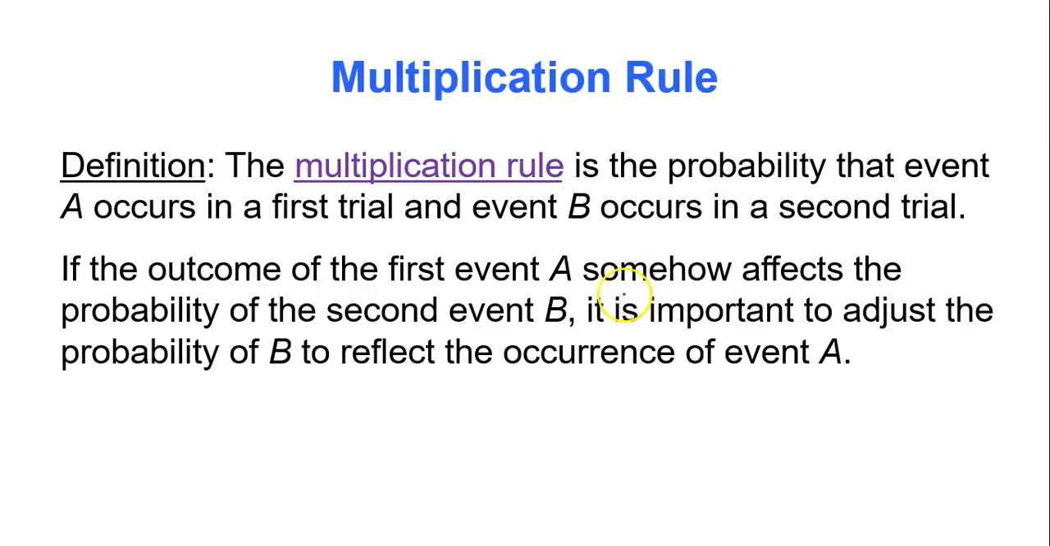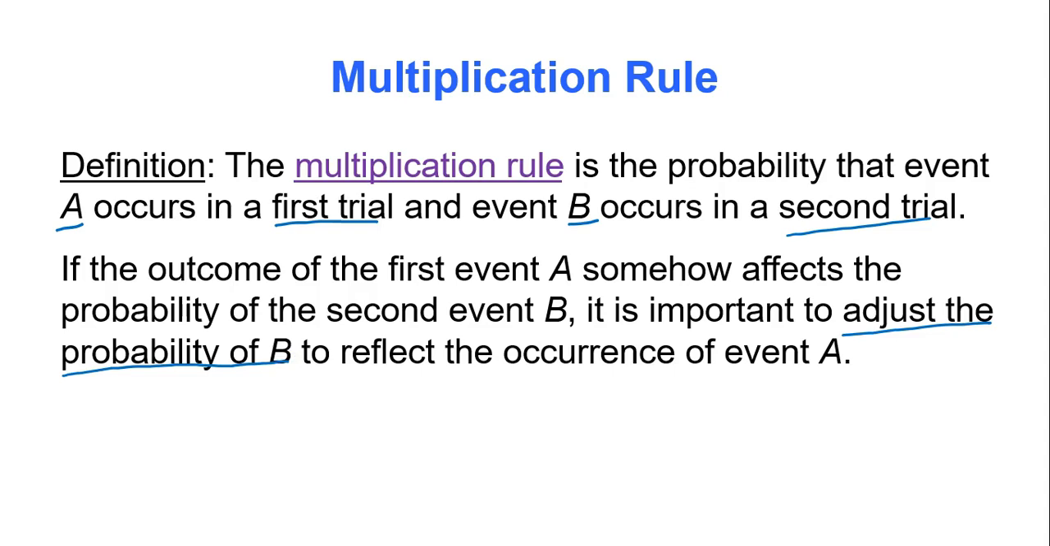So the multiplication rule is the probability that some event A occurs in a first trial and some event B occurs in a second trial. But you have to take into account, since these two trials are occurring consecutively, if the outcome of the first event A somehow affects the probability of the second event B, it is important to adjust the probability of B. You need to adjust the probability of that second event happening to reflect the occurrence of A happening.